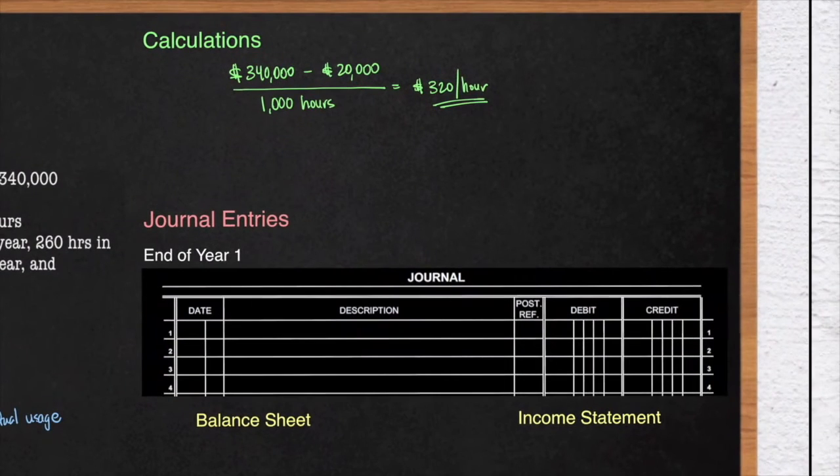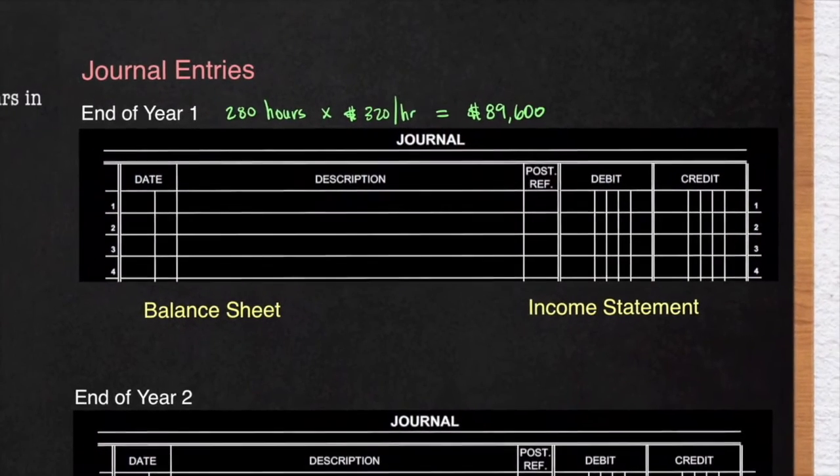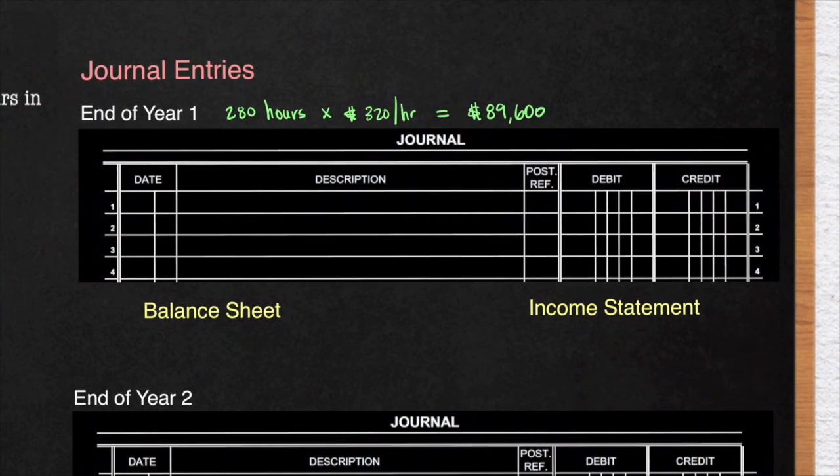So for year 1, after year 1, it's no longer an estimate, but it's actual hours the equipment was used, and it was used for 280 hours. You're going to multiply that by the usage rate, which is $320 per hour, and you will get $89,600. As you can see, every year is going to be different because it depends on the actual hours the equipment was used for.